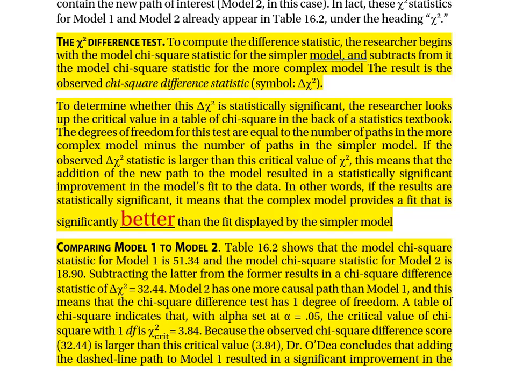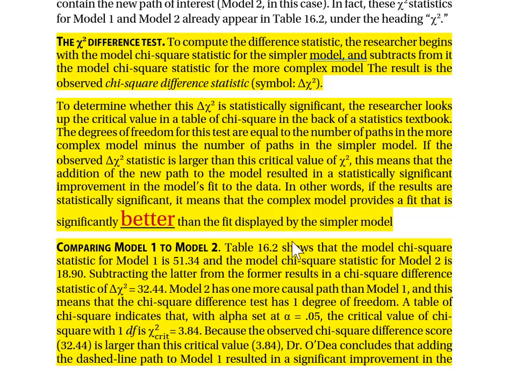The degrees of freedom for this test are equal to the number of paths in the more complex model minus the number of paths in the simpler model. If the observed delta chi-square statistic is larger than this critical value of chi-square, it means that the addition of the new path to the model resulted in a statistically significant improvement in the model's fit to the data. In other words, if the results are statistically significant, it means that the complex model provides a fit that's significantly better than the fit displayed by the simpler model.